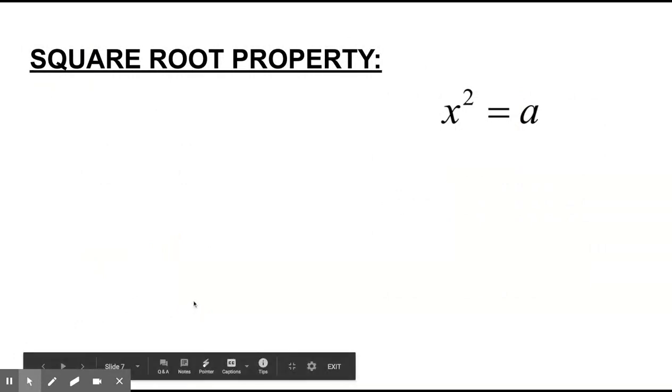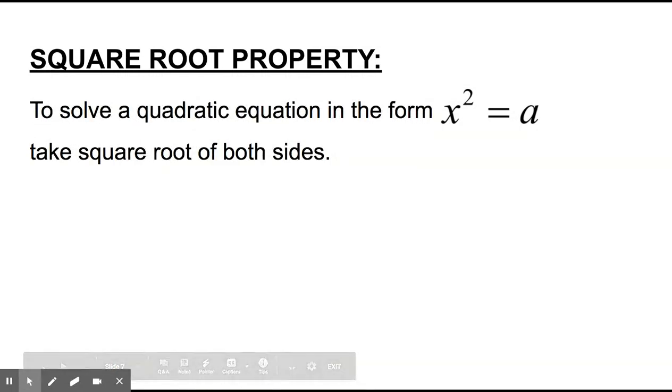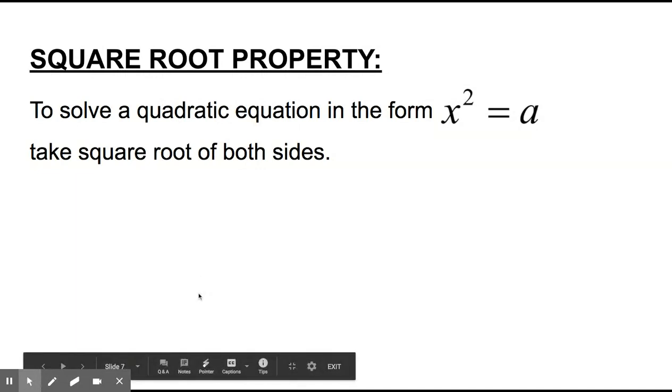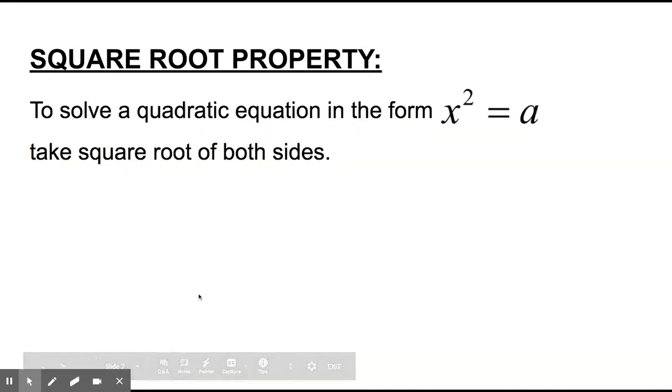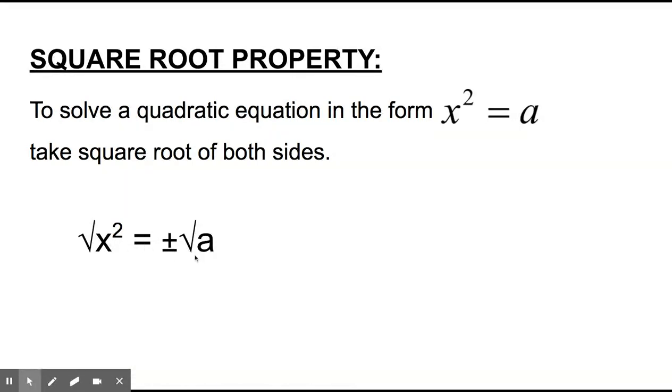We call this the square root property, what we just did in that last problem. So to solve a quadratic equation in the form x squared is equal to a, we just go ahead and take the square root of both sides. Just like we did in the last problem when we had x squared equal to 16, we simply took the square root of both sides and got both of our solutions. So the square root of x squared is always going to be equal to plus or minus the square root of a.